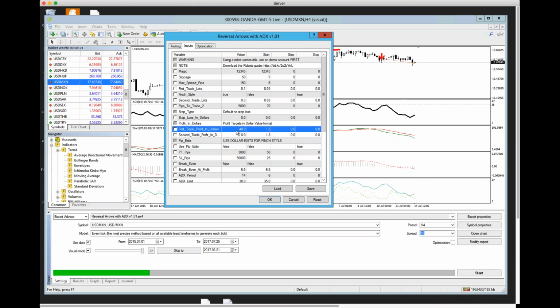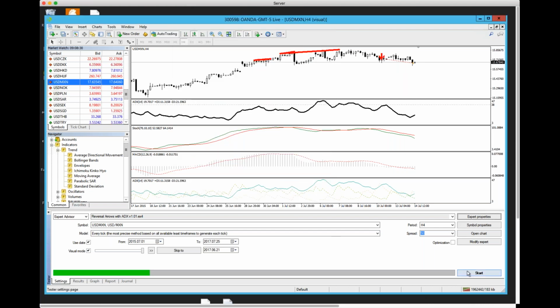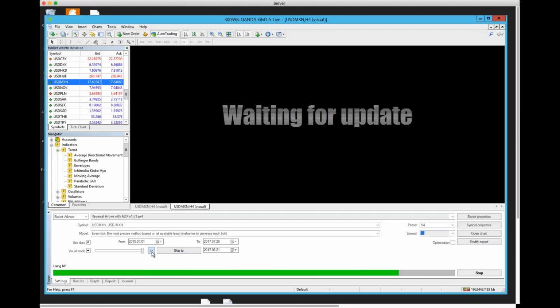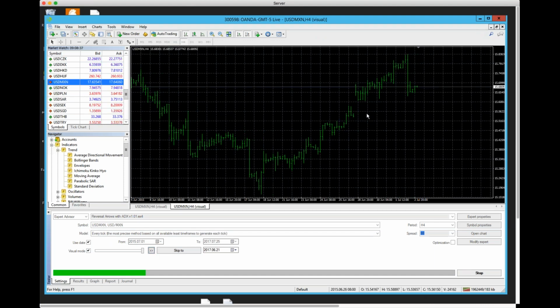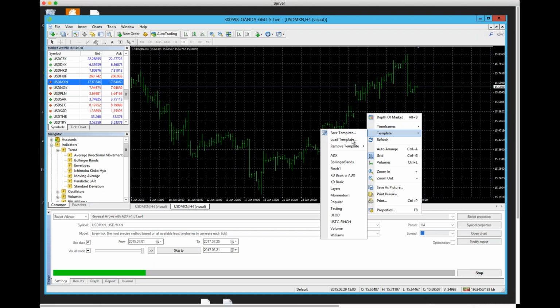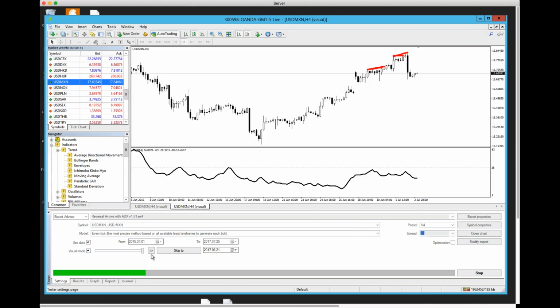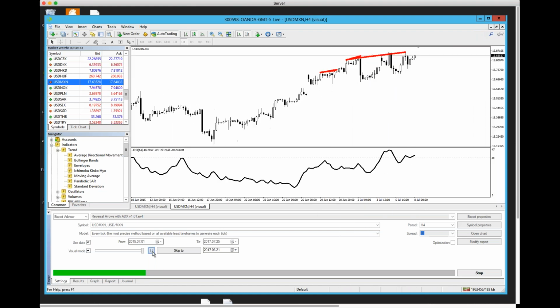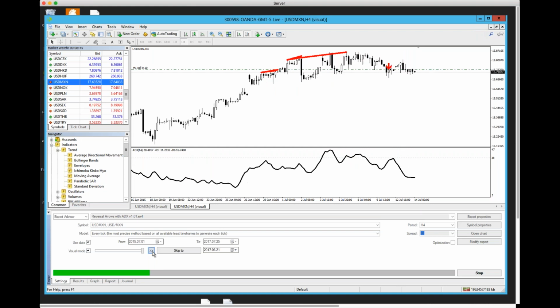By increasing the profit target on this trade to something like $600 or something gigantic, and then going back and testing again, that first trade won't be profitable. And I'll show you exactly what that looks like. So as we move forward here, we get a reversal arrow that points down and the ADX under 38, and we get a sell trade.